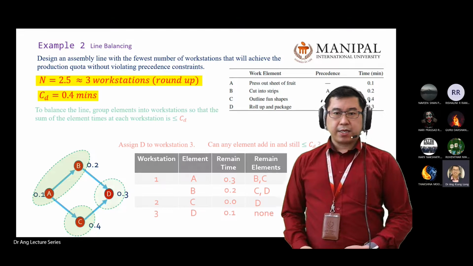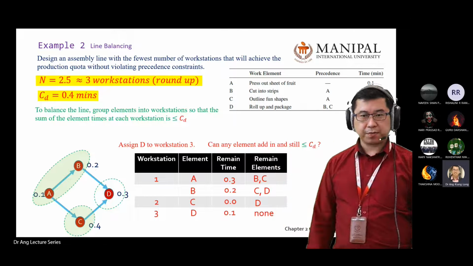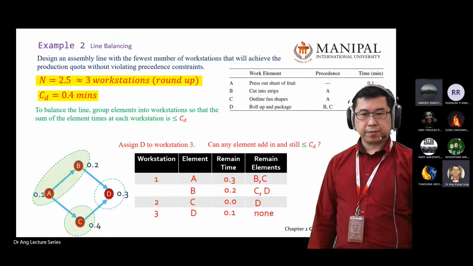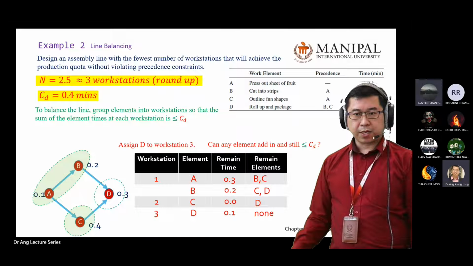Okay, any questions so far for these steps? I don't understand how for element C the remaining time is 0.0. Oh, okay.